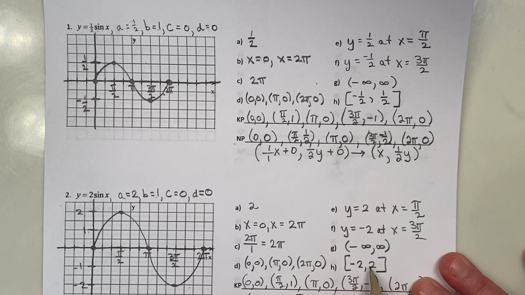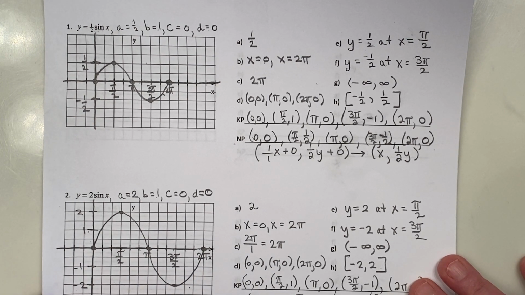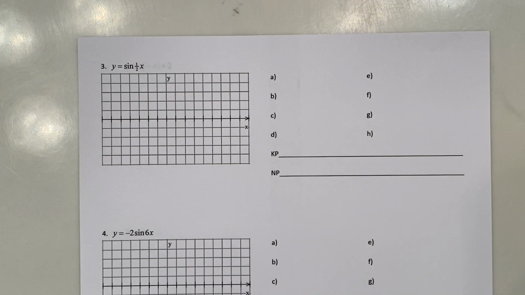It wouldn't be wrong if you went 2 to -2, but common practice has us go from a smaller y to a larger y. So if you switch these, it wouldn't be wrong, but it's just not the common practice way of recording those range values. All right, more practice.